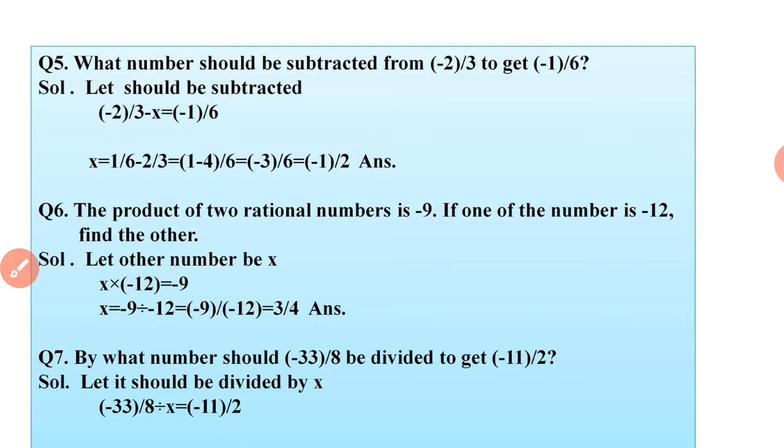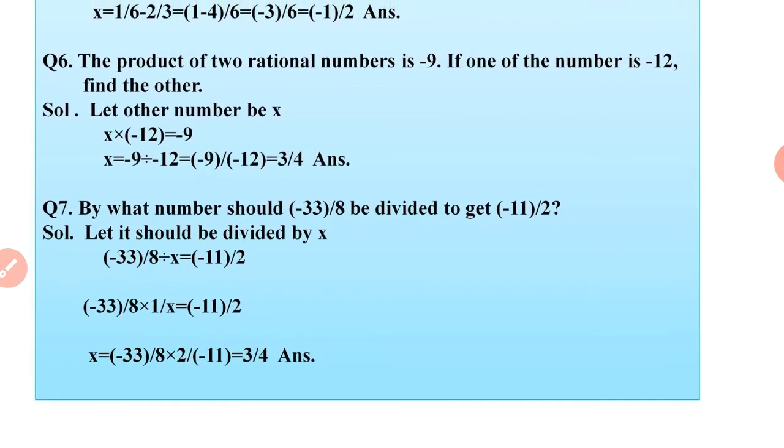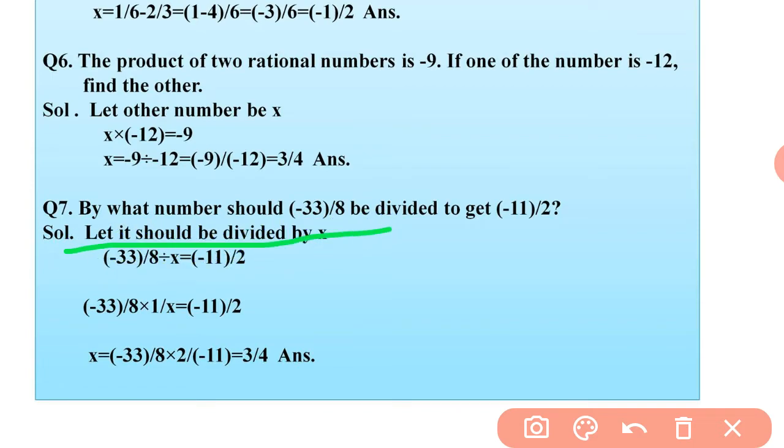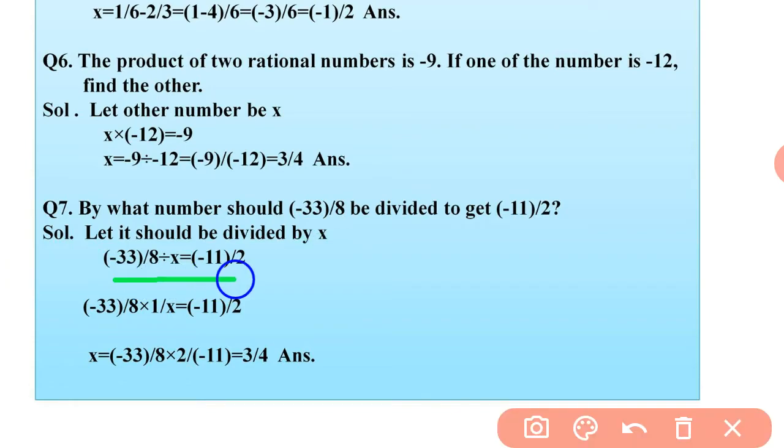Now after this, see question number 7. In question number 7 we have: by what number should minus 33 upon 8 be divided to get minus 11 upon 2? So here let the number be x, that means it should be divided by x. So when we divide it by x, it will be minus 33 upon 8 divided by x, equal to minus 11 upon 2.